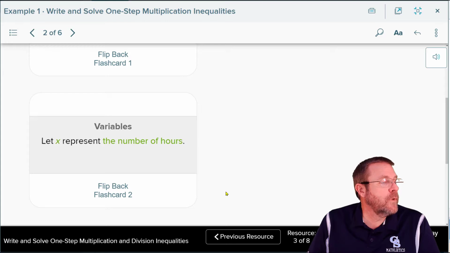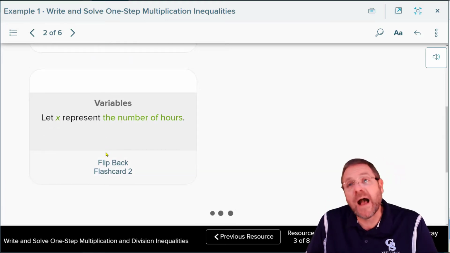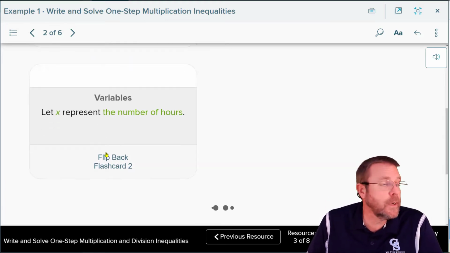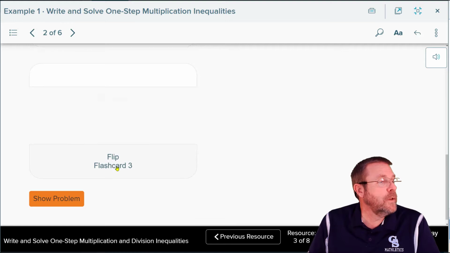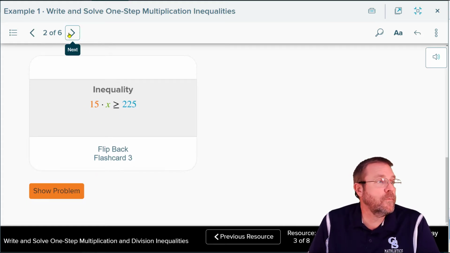If we were to do that with variables, they said let x represent the number of hours, so we're going to define our variables here. I honestly would have used H, but they wanted x, that's fine. And then for the inequality, what they're going to have is $15 times some number of hours is greater than or equal to 225. And we know this can be greater than or equal to because the amount that she earns has to be at least 225 or greater than 225.